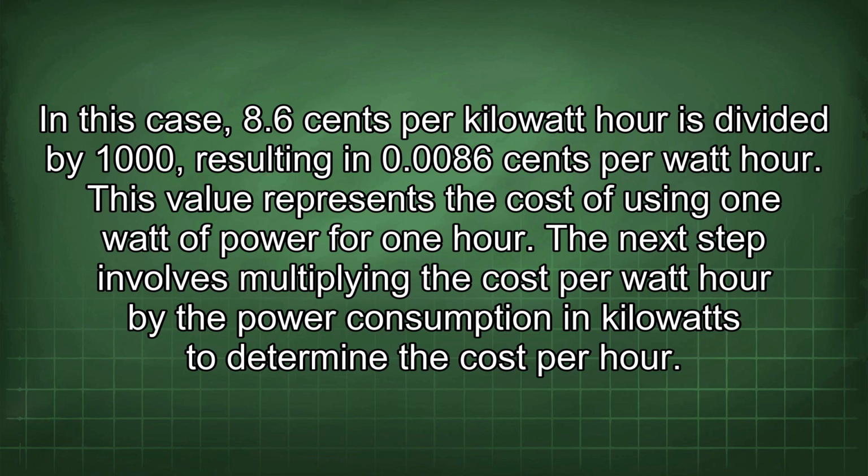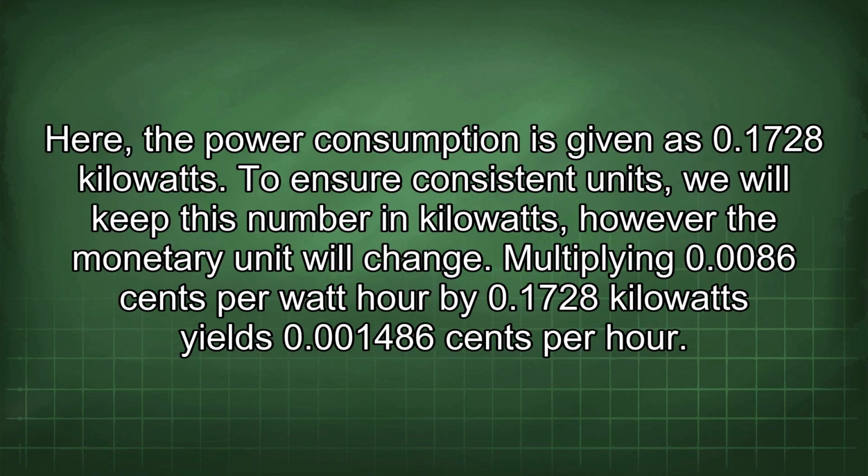The next step involves multiplying the cost per watt-hour by the power consumption in kilowatts to determine the cost per hour. Here, the power consumption is given as 0.1728 kilowatts. To ensure consistent units, we will keep this number in kilowatts, however the monetary unit will change. Multiplying 0.86 cents per watt-hour by 0.1728 kilowatts yields 0.1486 cents per hour.